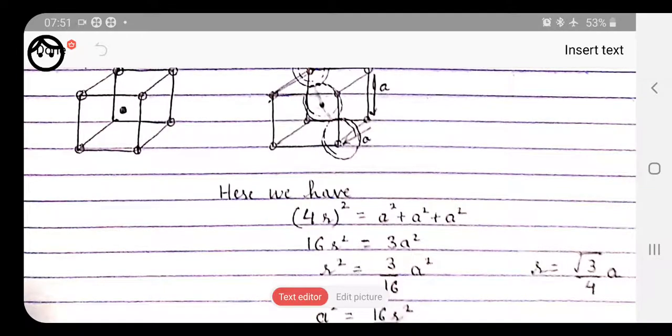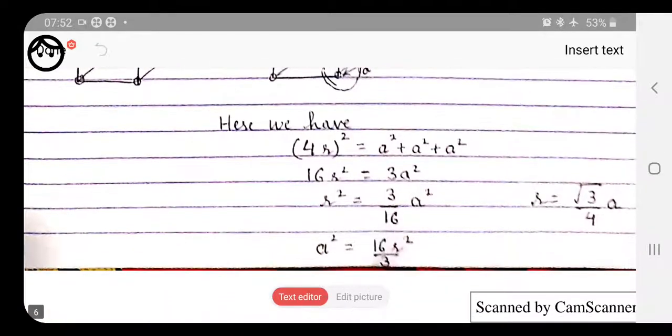So again we will do the same: 4r square is equal to a square plus a square plus a square, which is equal to 3a square. Then we have 16r square is equal to 3a square, and again we can write it as r square is equal to 3 upon 16 a square. On simplifying this, we get r is equal to root 3 upon 4 a. So with the help of this, we can get the relationship between the radius and the edge.